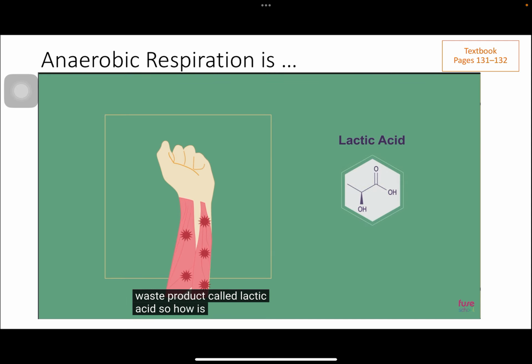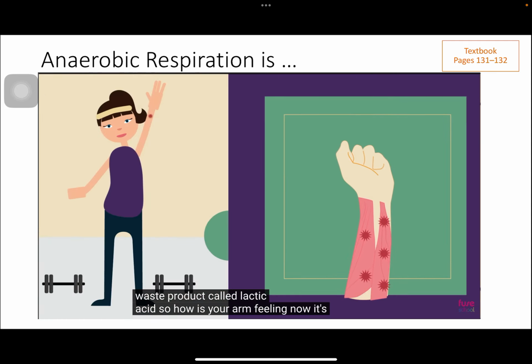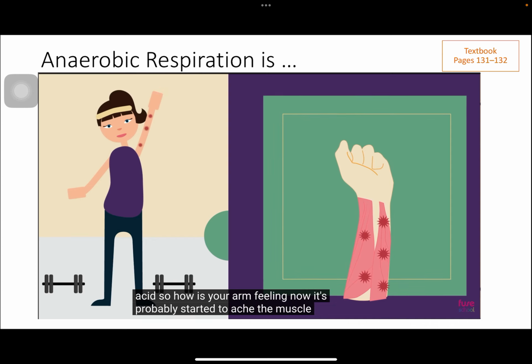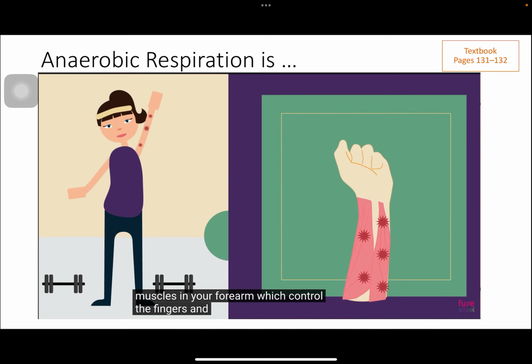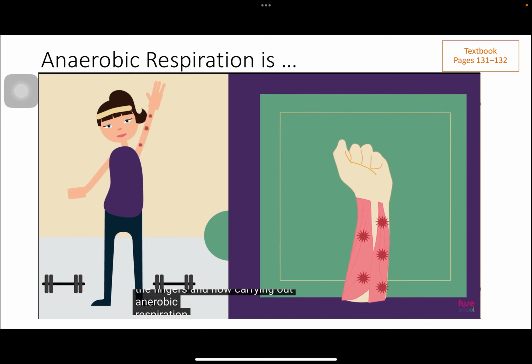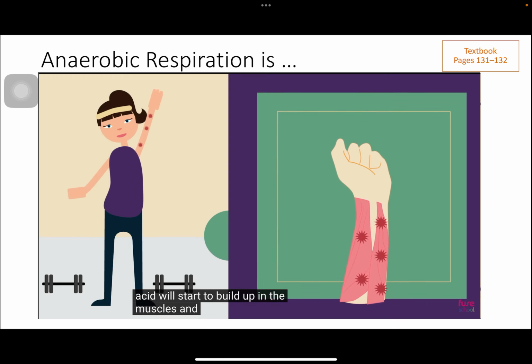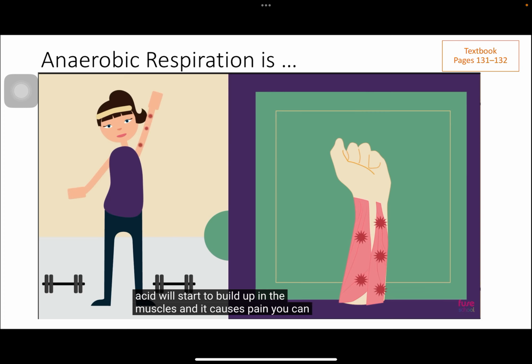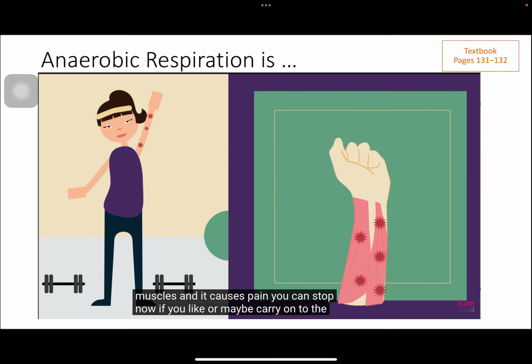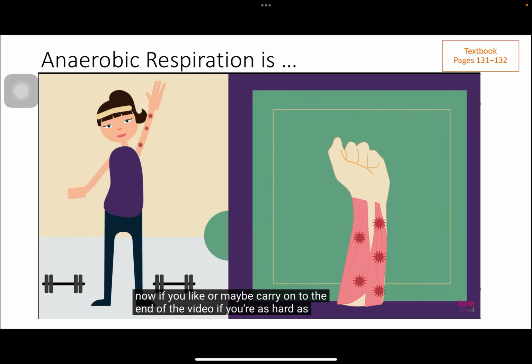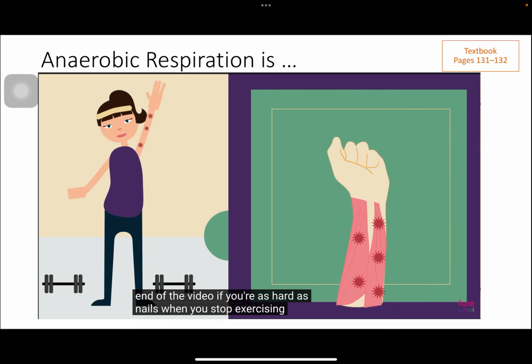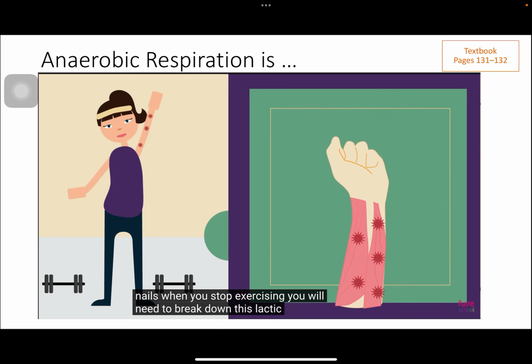So, how is your arm feeling now? It's probably started to ache. The muscles in your forearm which control the fingers are now carrying out anaerobic respiration. After a while, the lactic acid will start to build up in the muscles and it causes pain. You can stop now if you like, or maybe carry on to the end of the video if you're as hard as nails. When you stop exercising, you will need to break down this lactic acid.